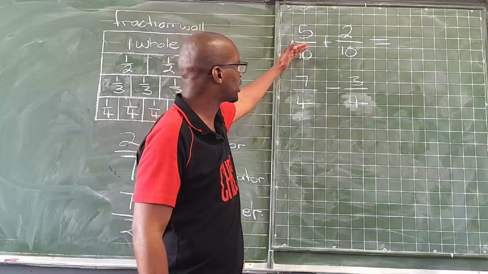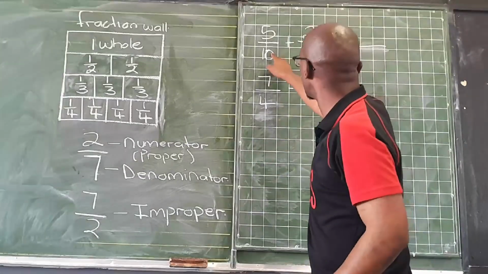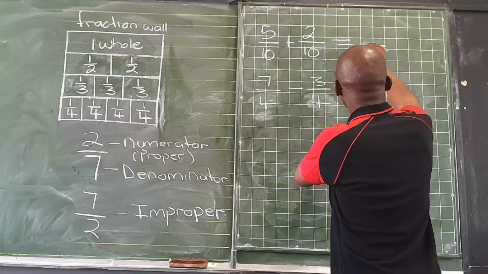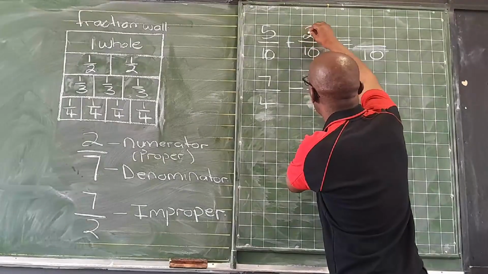Looking at these two examples, because the denominators are the same, in our answer the denominator stays the same, and then we just apply our operation.